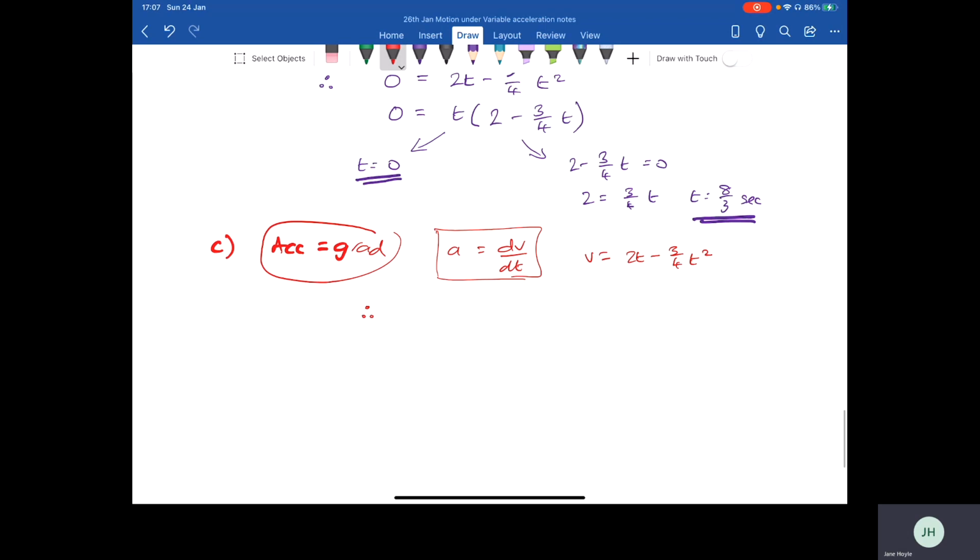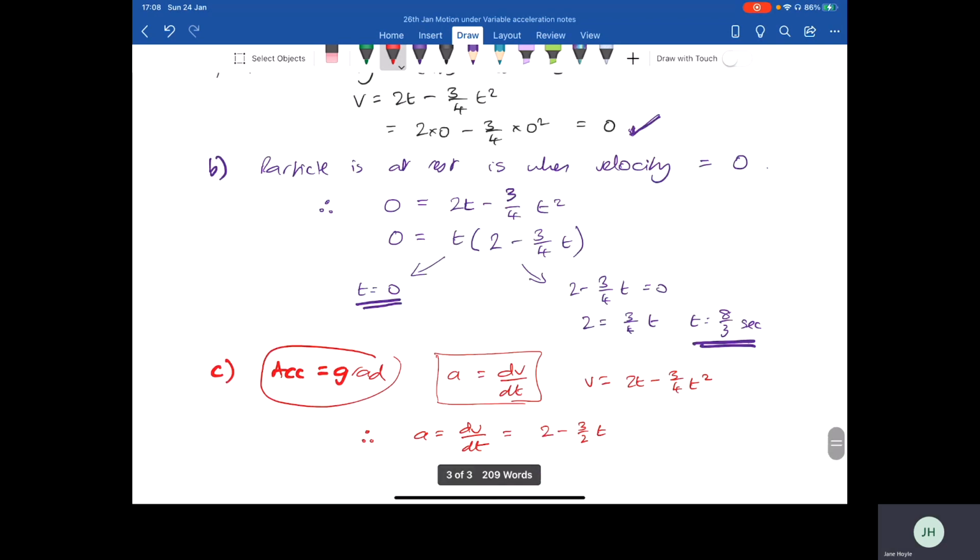So that means that acceleration is equal to dv/dt. 2 minus, so I need to multiply 3/4 by 2. So that'll be 6/4 or 3/2 t.